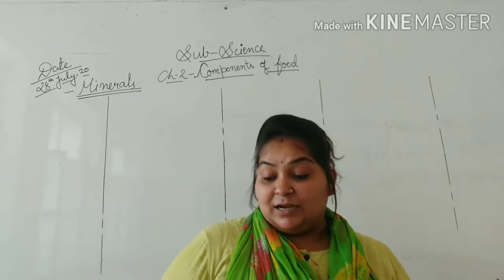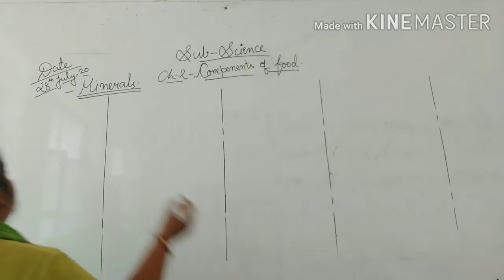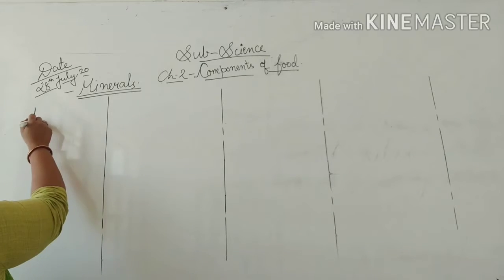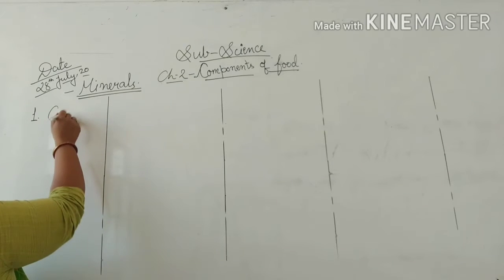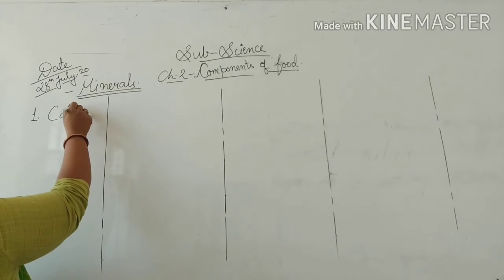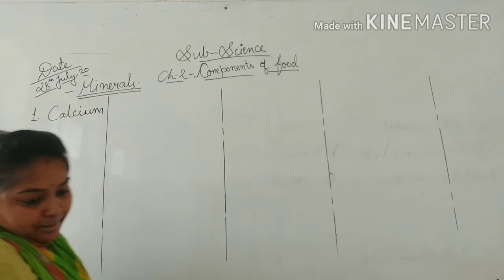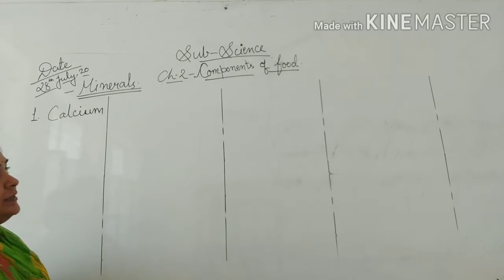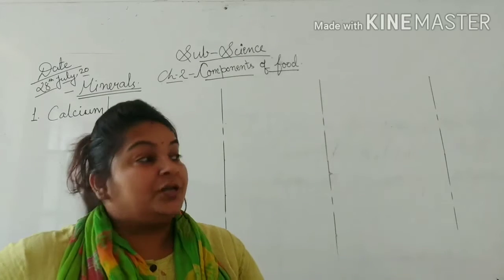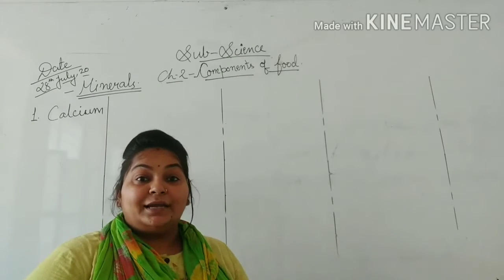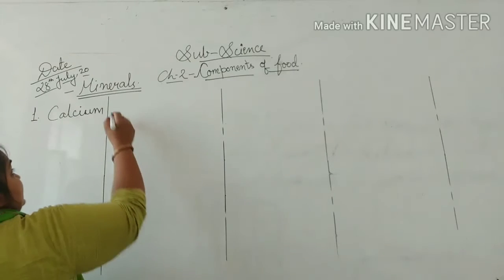Okay, so let's start with number one. Number one is calcium. So what are the sources from where you can get calcium? What type of foods can you eat to get it? That is milk and green leafy vegetables.